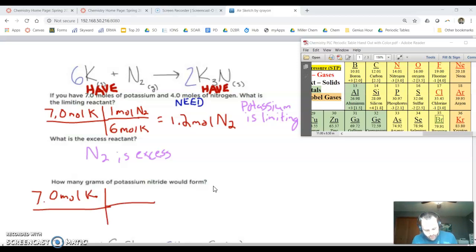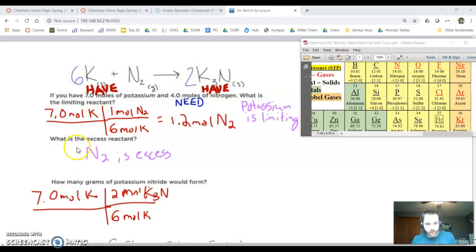And then what we need to do is, since we're going to go to grams of potassium nitride, so grams of our product here, we need to figure out what's our trade. Well, I can trade 6 potassium for every 2 moles. Oh, I should write the word mole of potassium nitride. Sorry, my iPad's glitching here.